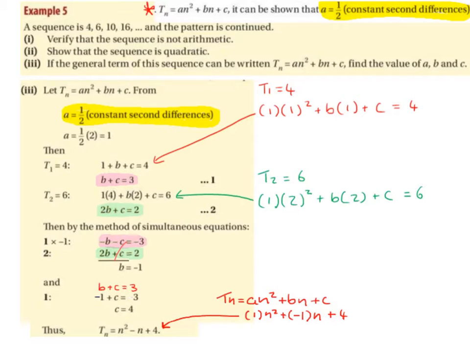I'm going to take one of the equations, it doesn't matter which one, I'm going to go for this one, b plus c equals 3. I'm swapping the b for minus 1. So it's minus 1 plus c equals 3. Then 3 plus 1 is 4. So c is equal to 4. So I have a to be 1, b to be minus 1, and c to be 4.